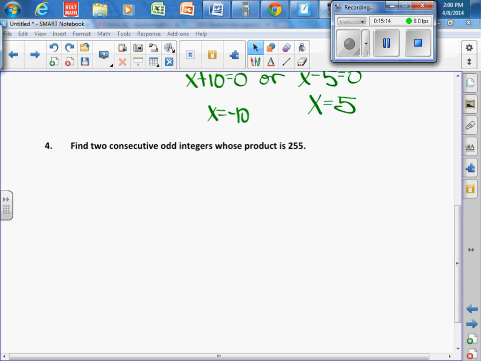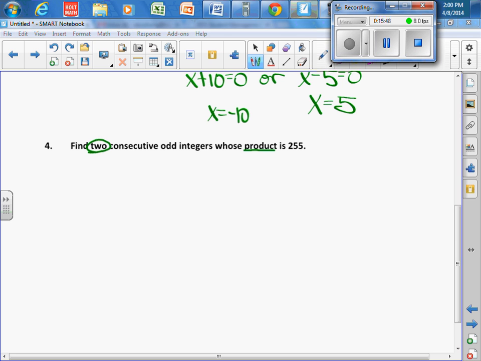Find two consecutive odd integers whose product is 255. Now, we were doing these last semester, but weren't we working with sum before? It was the sum of two consecutive odd integers, right? Well, this is product this time. So we need to set this up a little bit differently. What's going to be the same about setting this up and what's going to be different about setting this up? A couple of things here, right?